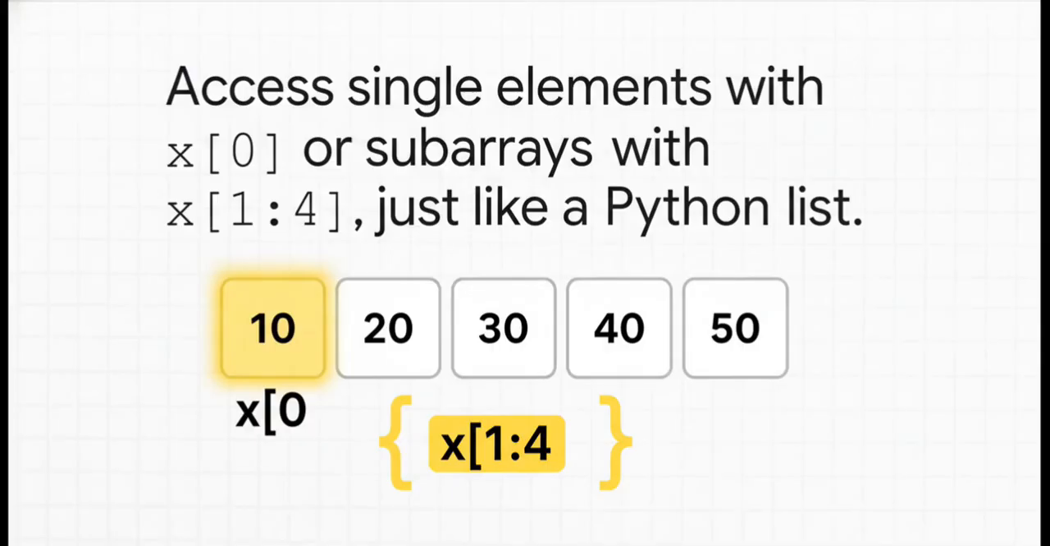And if you've ever used a Python list before, this is going to feel like coming home. Getting to your data is super simple. You use square brackets and a number to grab a single element, and you use a colon to slice out a whole chunk of the array. The syntax is clean, simple, and probably already familiar.